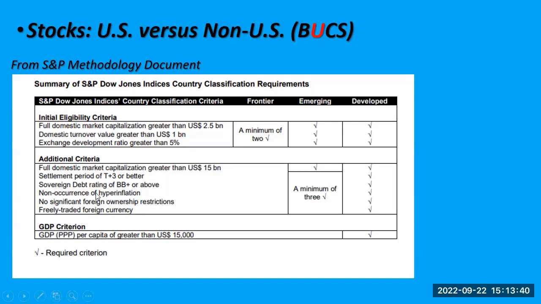The debt of the government has to be BB or better, BB plus or better. No hyperinflation. Obviously, that's an issue in some countries like Turkey and Brazil. No significant foreign ownership restrictions. That can be an issue in China, definitely. And a freely traded currency, that could be an issue for China. And then GDP per capita has got to be at least 15,000. That one probably kicks a lot of countries out.